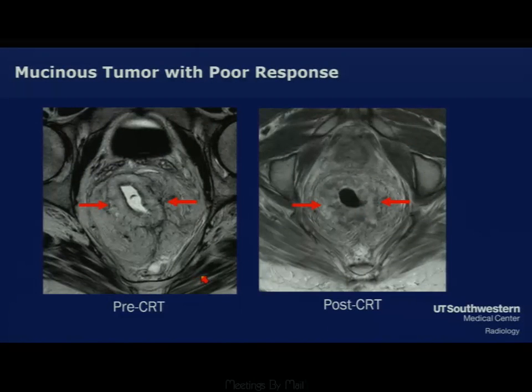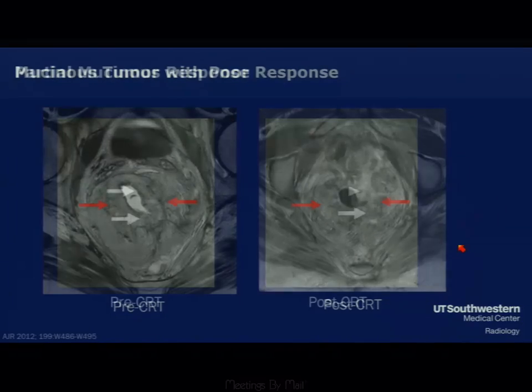So here's an example here, annular tumor that's bright on T2. This is a mucinous tumor, post-radiation, largely maintained high signal intensity. This is no response pretty much. So this patient did not do well. They ended up going to hospice shortly thereafter.